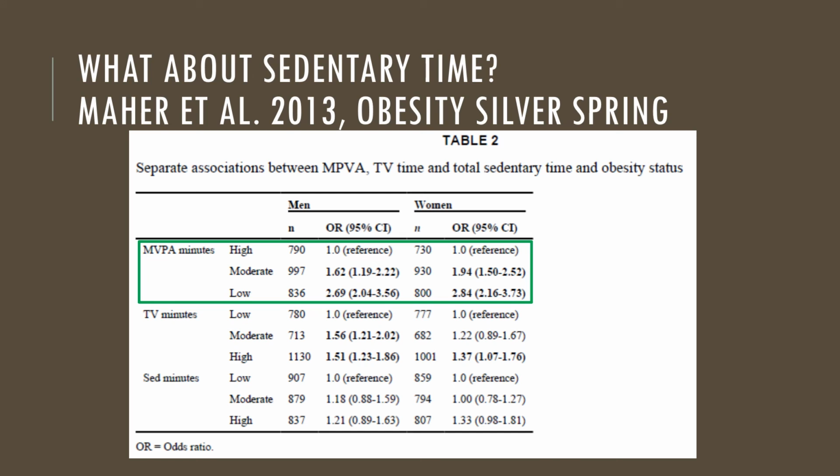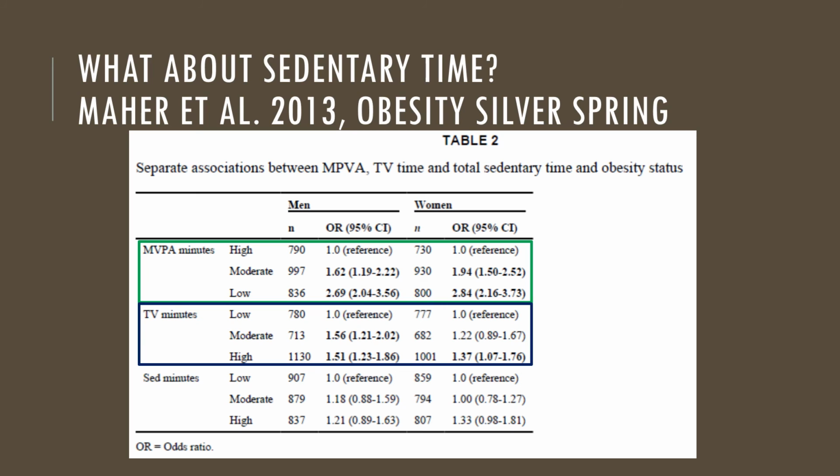So doing a moderate amount of MVPA increases the risk of obesity by 1.62 times. And then a low number of minutes increases your odds even further. Those are similar for men and women. So that's not surprising. More minutes of physical activity protects you against obesity.